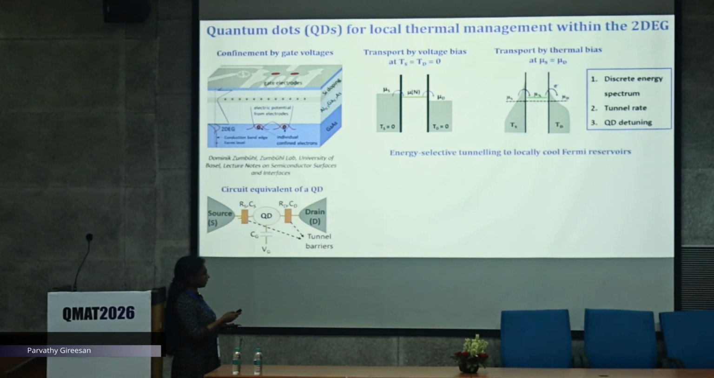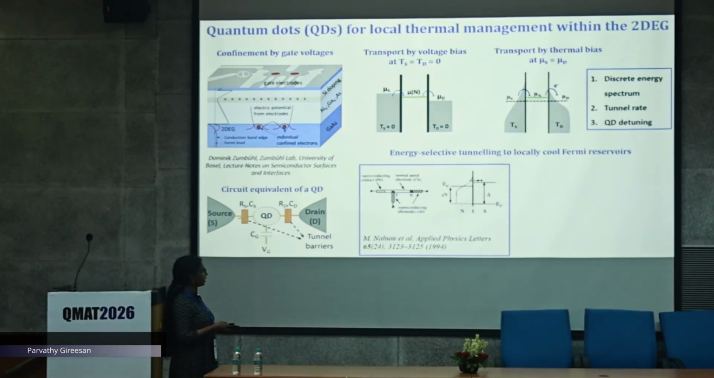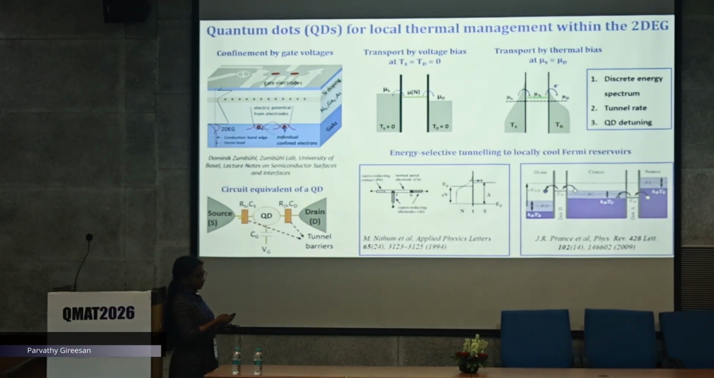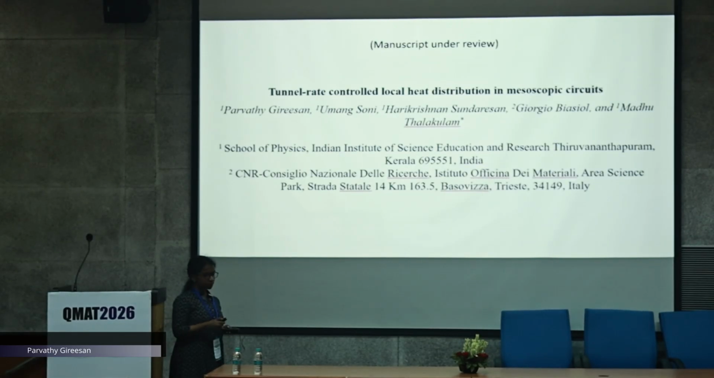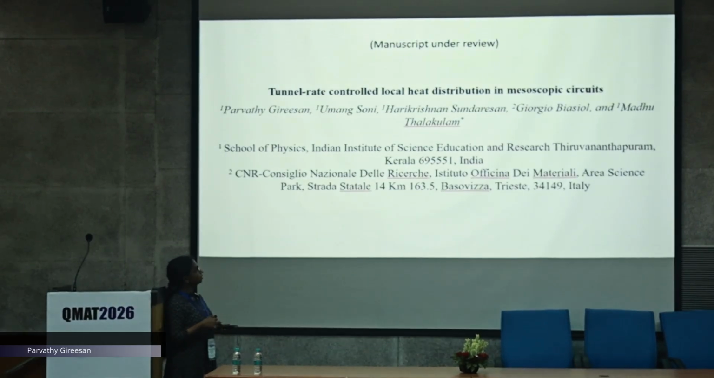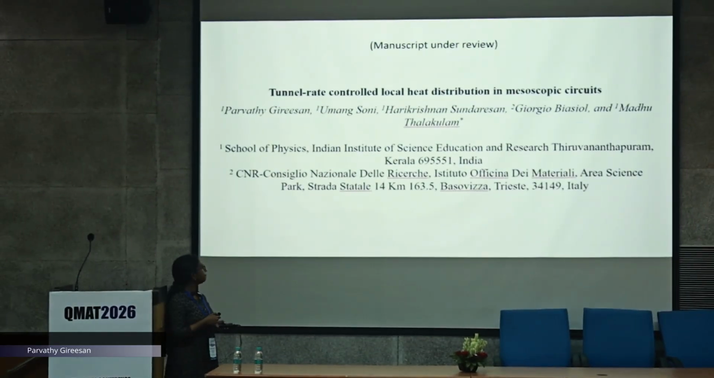This concept of energy-selective tunneling to cool Fermi reservoirs has been demonstrated in other systems, like a metal-insulator-superconductor tunnel junction, where the superconductor's energy gap gives the energy selectivity. However, the prospect of using quantum dots for this purpose has not been explored much, except for one work where they use the relative detuning between 2 dots to cool a reservoir in between. In our work, we use the tunnel rate of a gate-defined quantum dot to control the heat flow between 2 points in a 2DEG. We choose a quantum dot because for a tunnel barrier, you don't have energy filtering, and for a quantum point contact, there is no independent control over the tunnel rate and the level positioning.